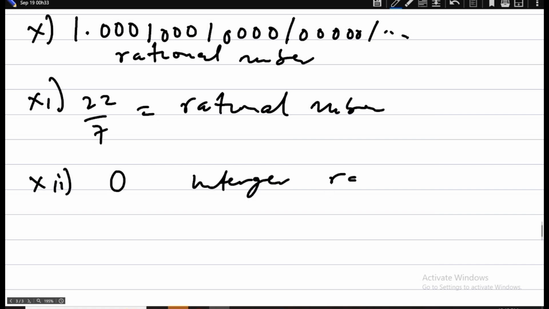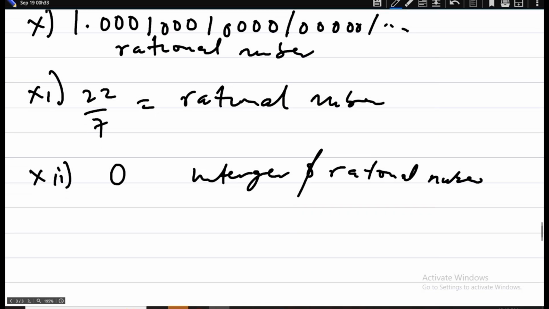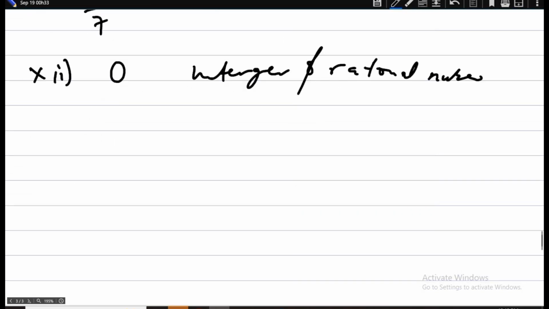Okay, so it is an integer as well as a rational number. So we go to question number 13. Sorry, we are talking about question number 13, everything about question number 13. So we go to question number 14. For question number 14, they said simplify the following.